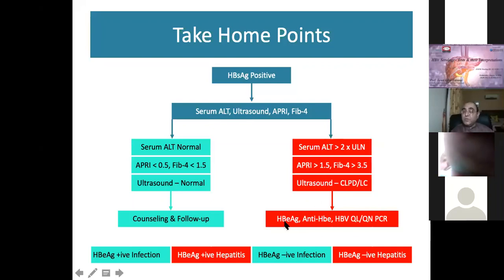this is the group where you will do HBe antigen, anti-HBe, and HBV PCR, either qualitative or quantitative, depending upon the liver fibrotic status. And here the serology will come in, whether my patient is in the immune-active phase, the positive infection or hepatitis, or infection or hepatitis. So this is the way we go for interpreting these serological tests and picking up those patients who are in need of treatment, who need to be treated, and then carried on the treatment.